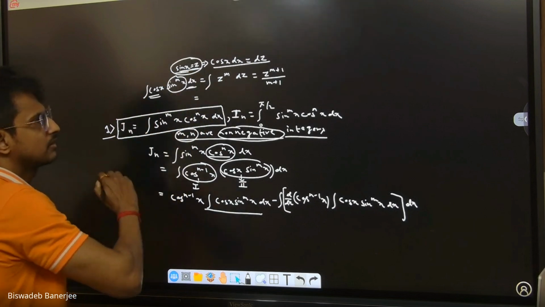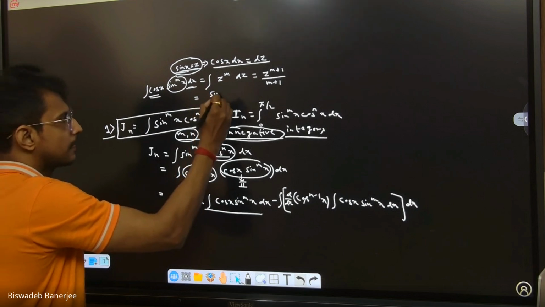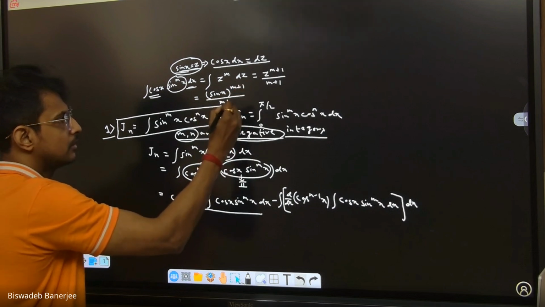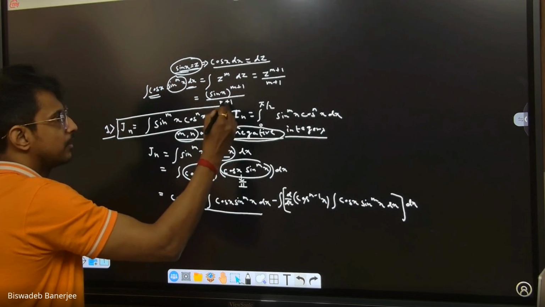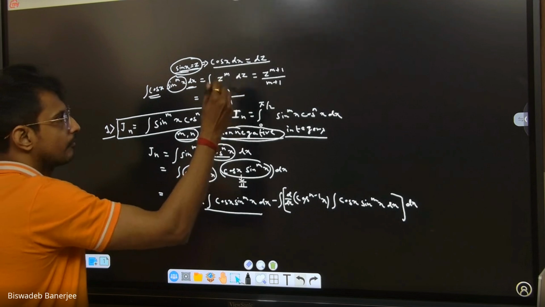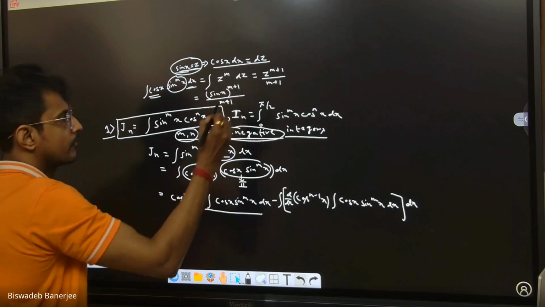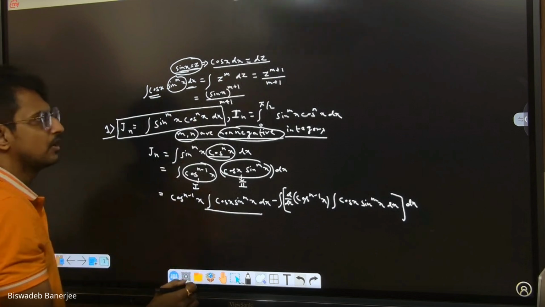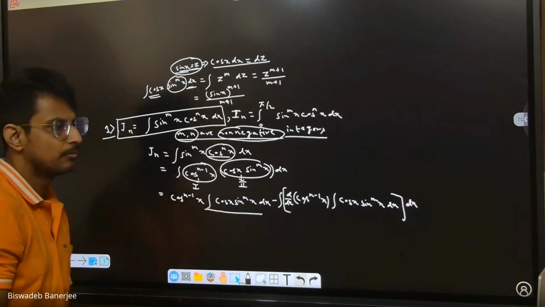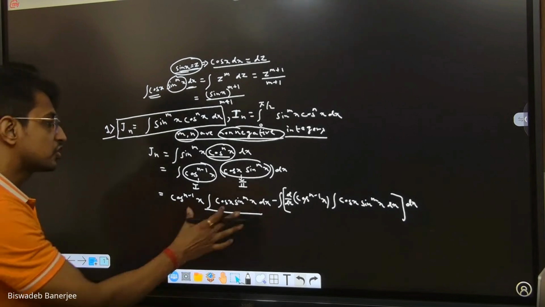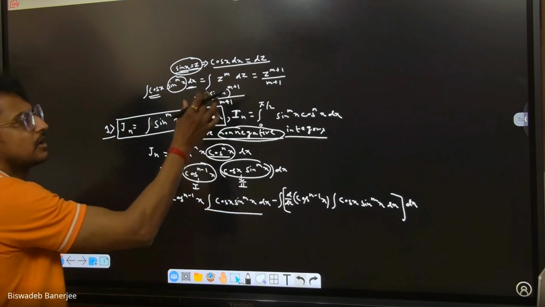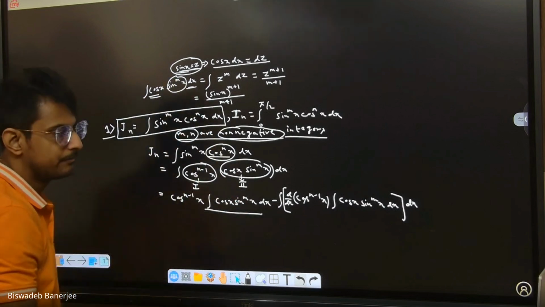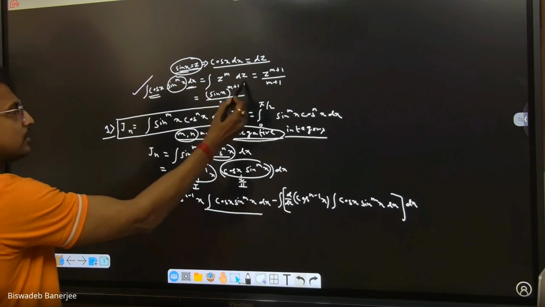My z is sin x. So z to the power m plus 1 will be sin x to the power m plus 1 by m plus 1. So this is my integration of this part: sin x to the power m plus 1 by m plus 1. Okay, so we are applying this integration part here. My integration of this becomes this.